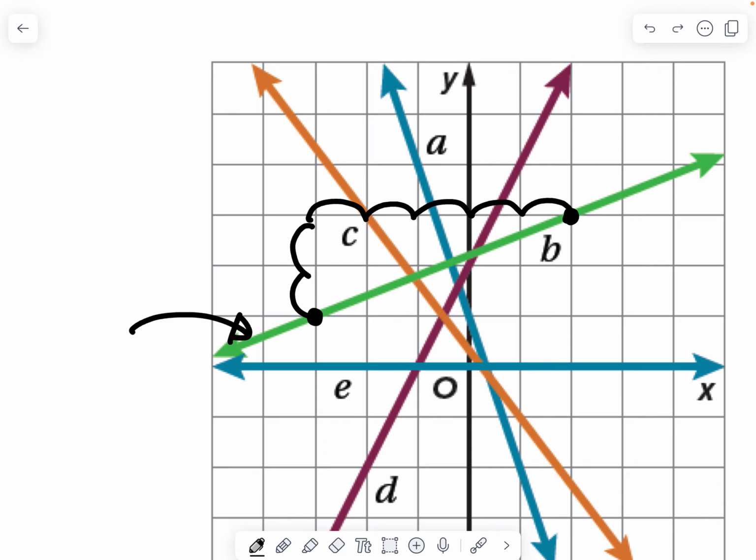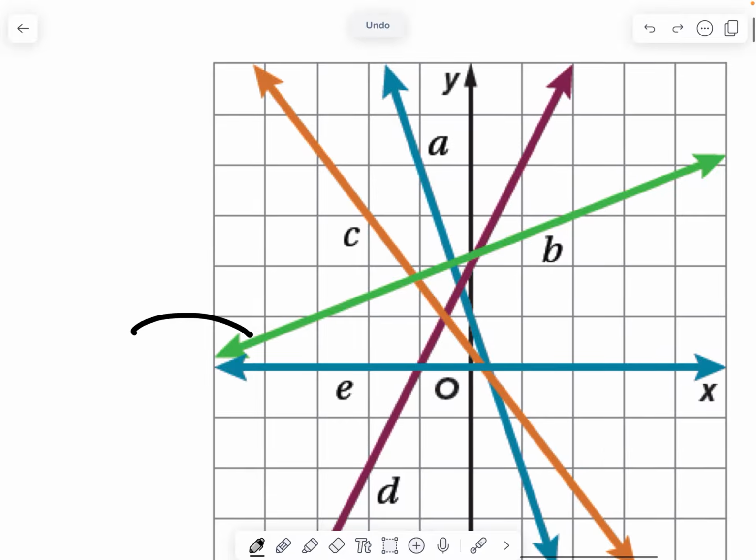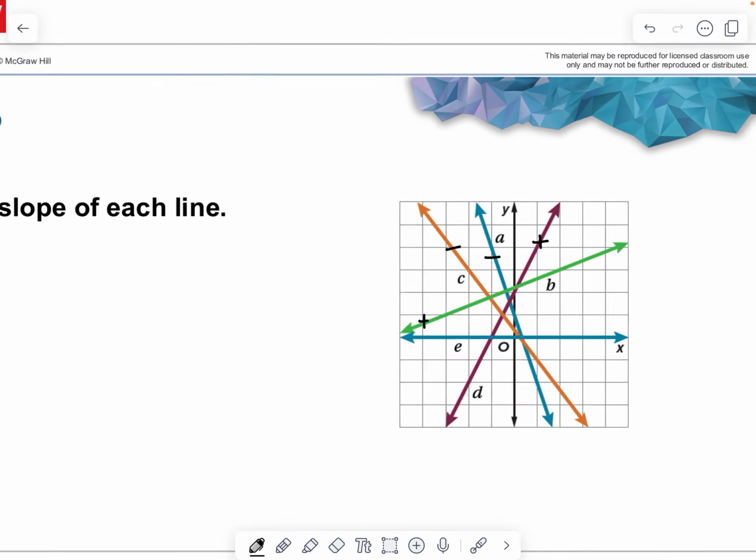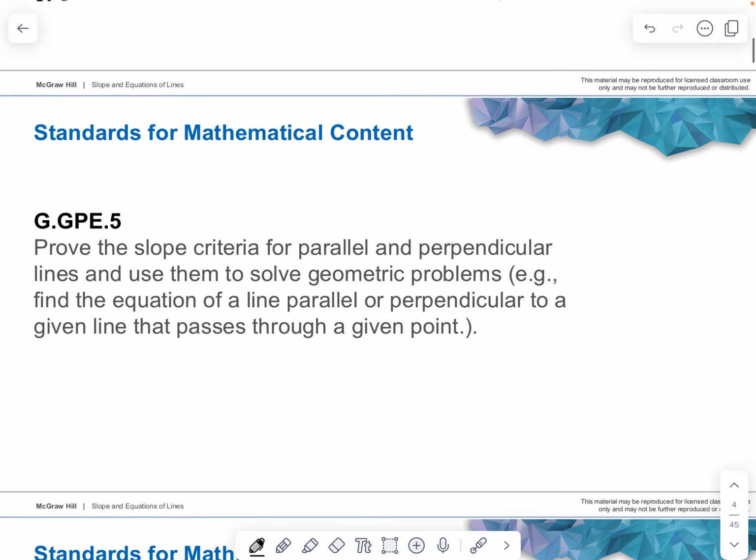So as we look at these lines, this green one is a positive slope. This orange one is negative. This blue one is negative. And this red one is positive. Okay, just getting some of those pieces in place. Okay, so let's go back to where we were.